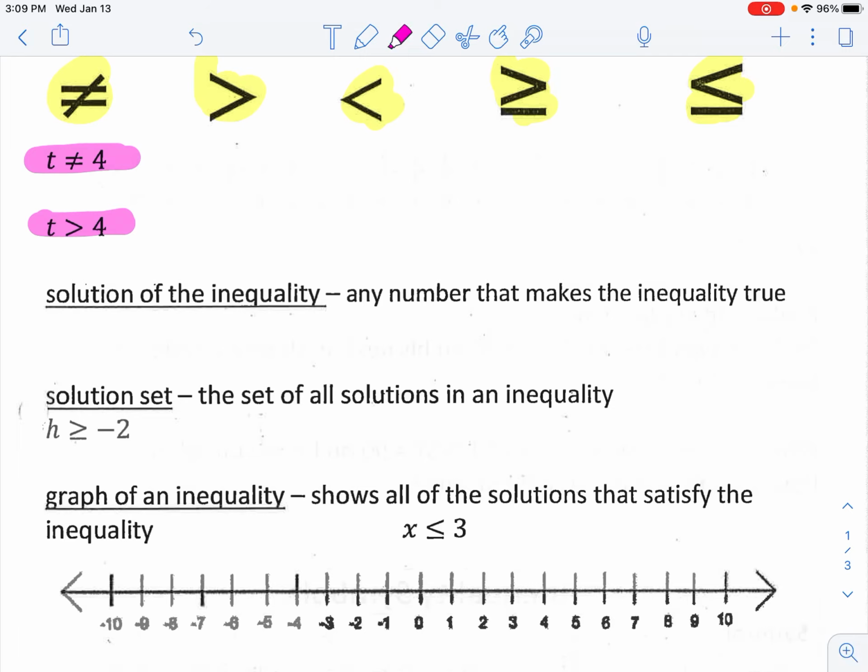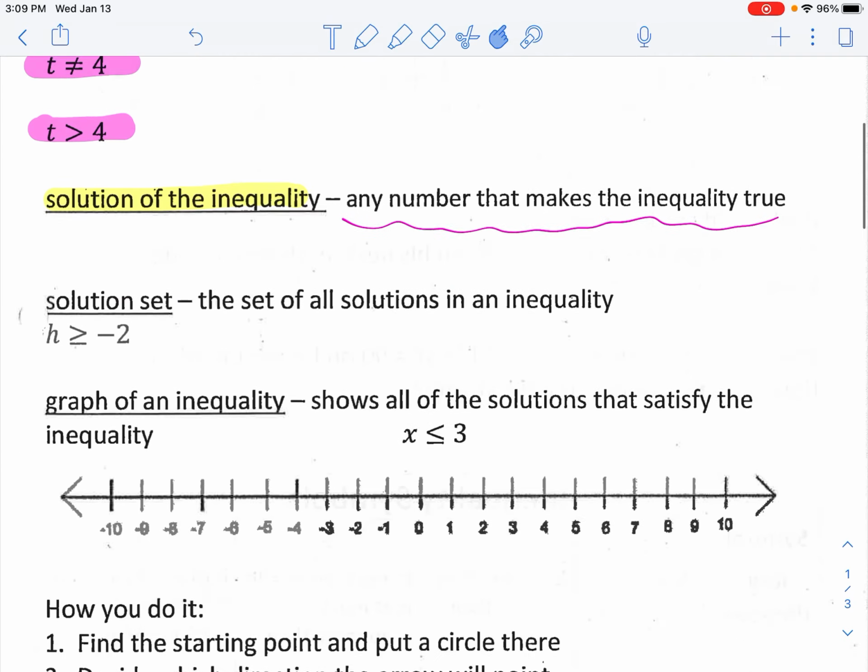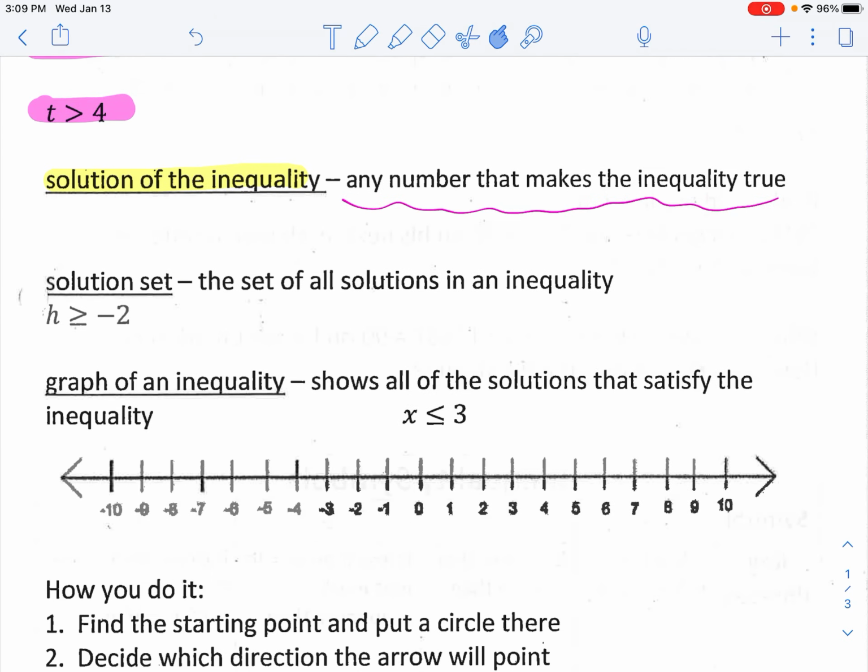All right, next definition. The solution of the inequality is any number that makes the inequality true. Now, you're going to see when we solve for inequalities, there can be multiple. There can be an infinite number of solutions. So this is not going to be like equations where we had x equals 8 or x equals 2.5. It's going to look different than that.